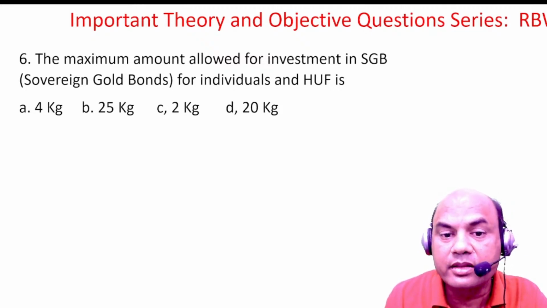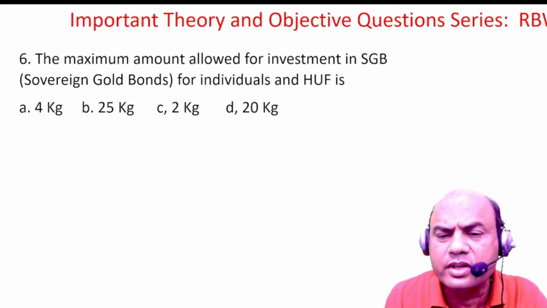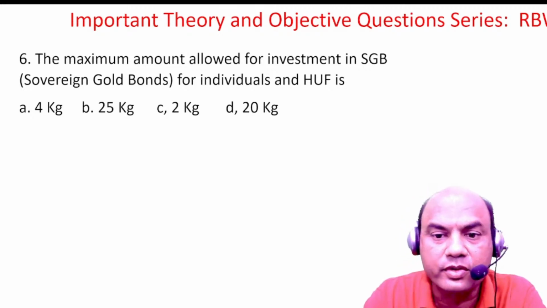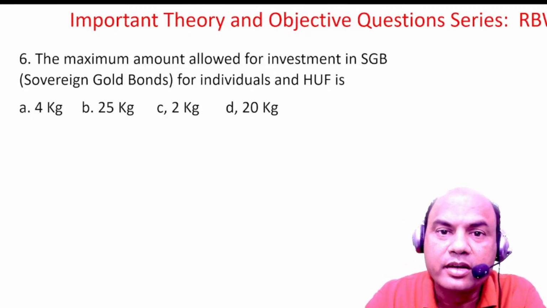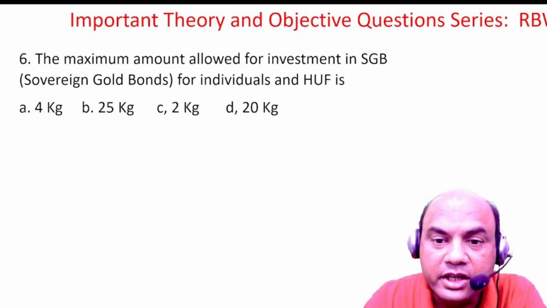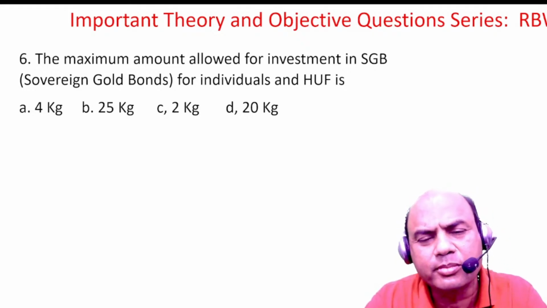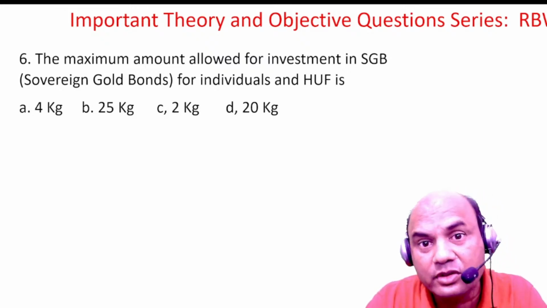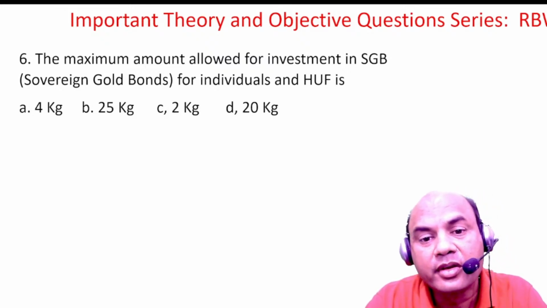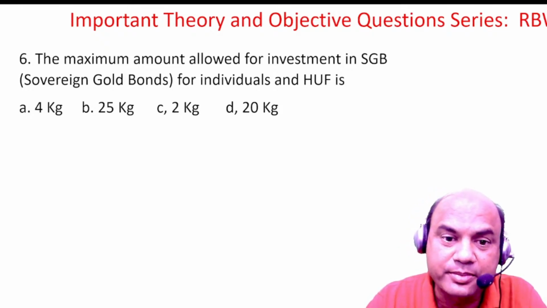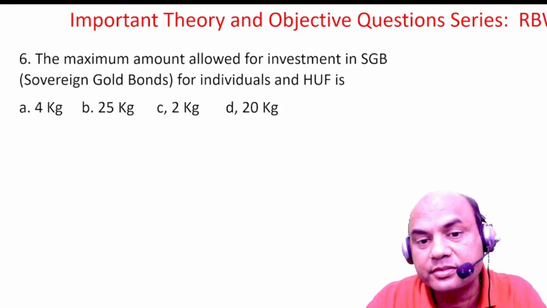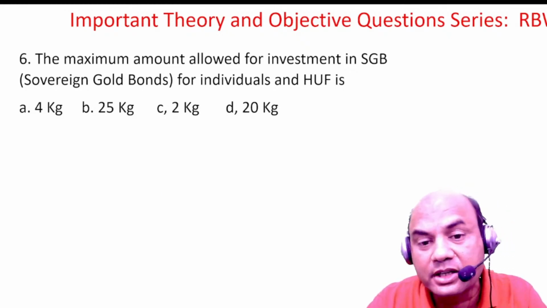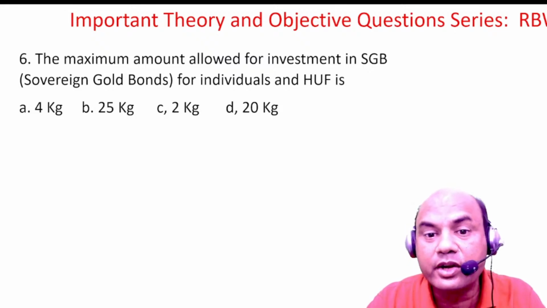So what is a sovereign gold bond? Sovereign gold bonds are e-bonds, e-gold. Instead of buying physical gold, the government says buy this e-gold. The government gives interest on that, 2.5%. So buy this SGB. What is the limit for the individual and HUF? For trusts it is 20 kg.